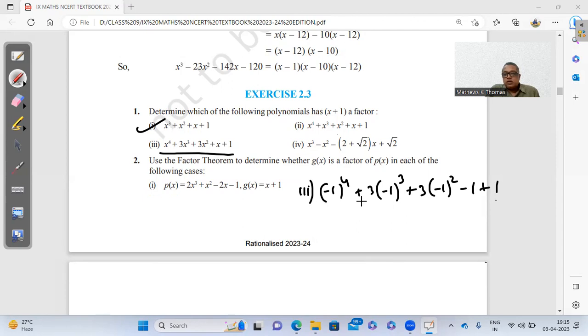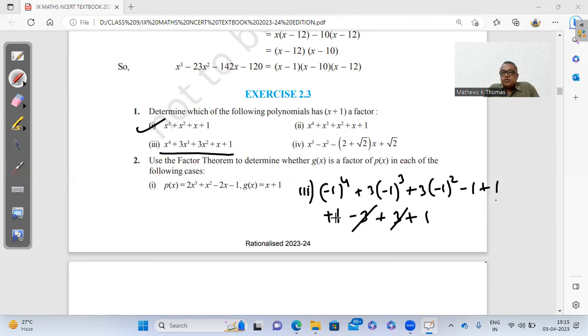So I'm going to the third part. This is going to be minus 1 to the power 4, that's positive 1. Minus 1 cube is minus 1, so this is going to be minus 3. Minus 1 square is positive 1, so that gives positive 3, plus 1, right? So here what has happened is negative 3 and positive 3 are getting cancelled.